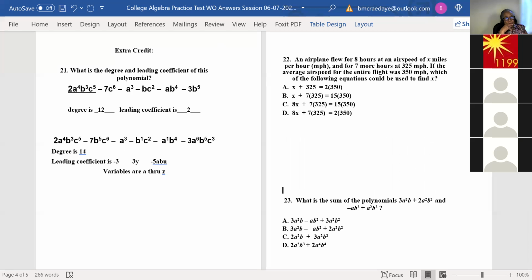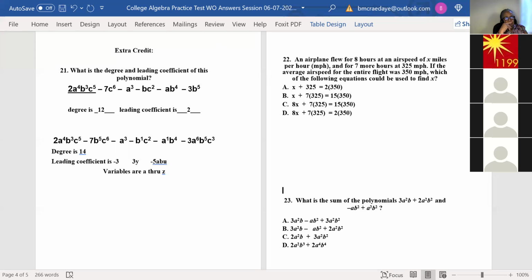Okay, read 22, Audrey. An airplane flew for 8 hours at an airspeed of X miles per hour, and for 7 more hours at 325 miles per hour. If the average airspeed for the entire flight was 350 miles per hour, which of the following equations could be used to find the X?